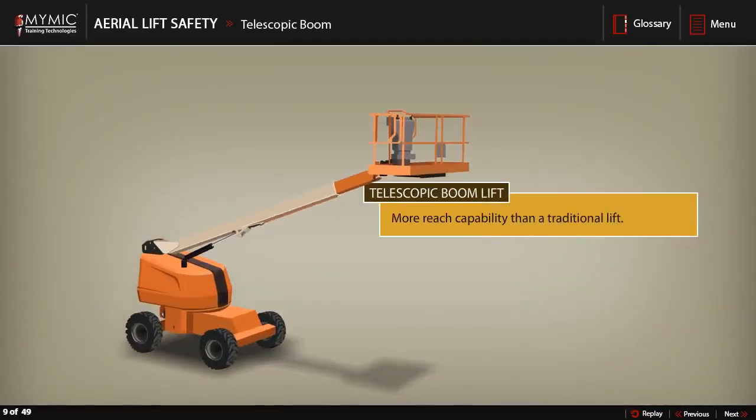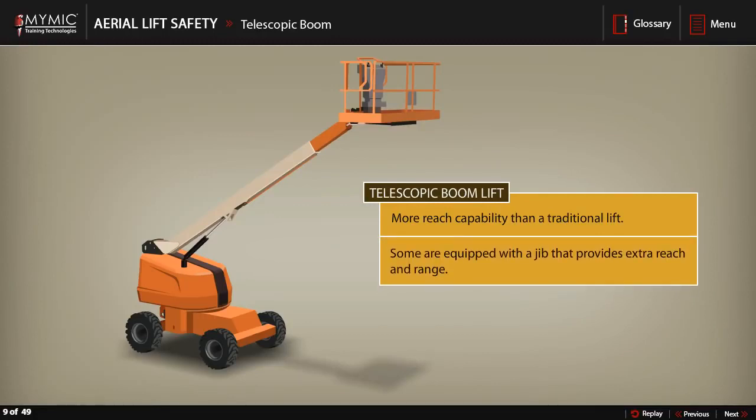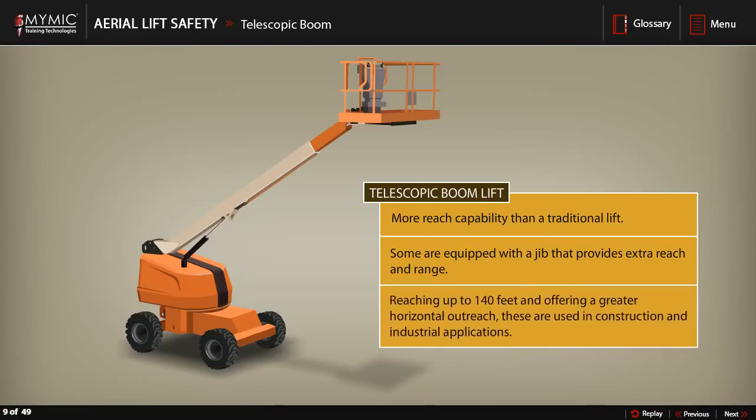Telescopic boom. A telescopic boom is a lift with more reach capability than a traditional lift. Operable from the work platform, even when extended, some telescopic boom lifts are equipped with a jib that provides extra reach and range. Reaching up to 140 feet and offering a greater horizontal outreach than any other type of aerial platform, these boom lifts are often used in construction and industrial applications, such as road building, bridge work, painting, and landscaping.